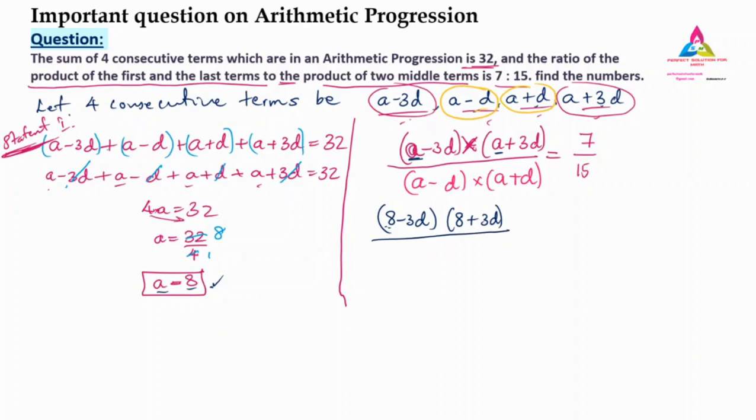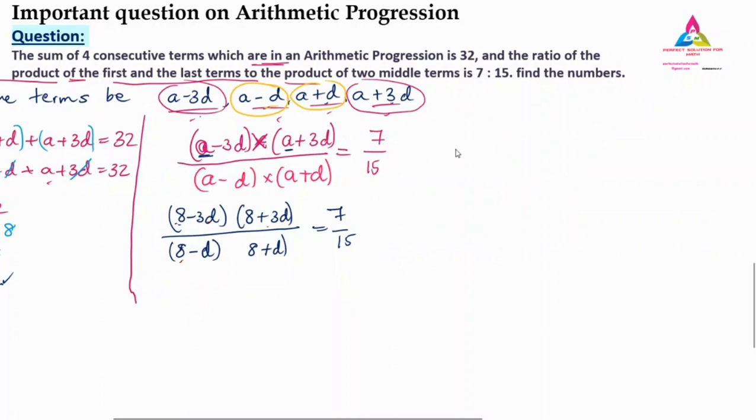divided by a again, that is nothing but 8. We can write down a minus d, that is 8 minus d, into 8 plus d, that is equal to 7 by 15. That we have to write as it is. Now again, what is the next step?